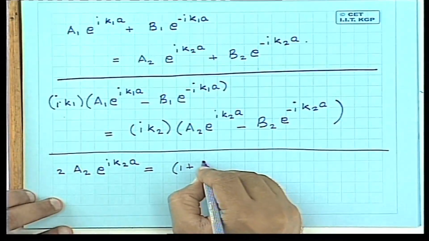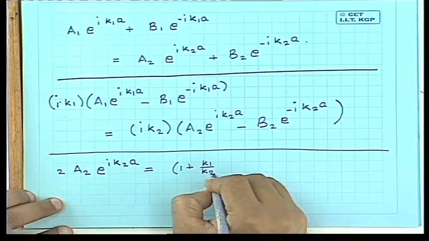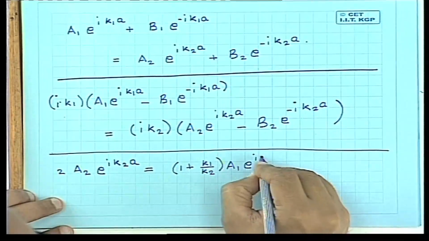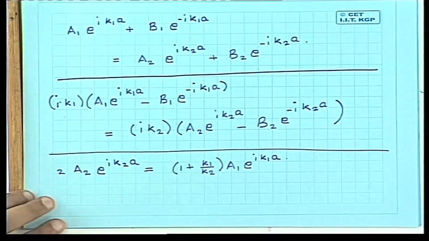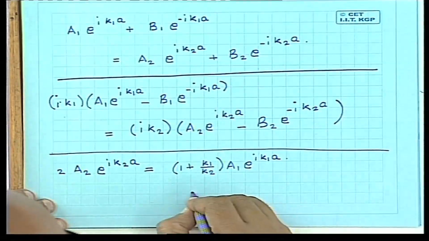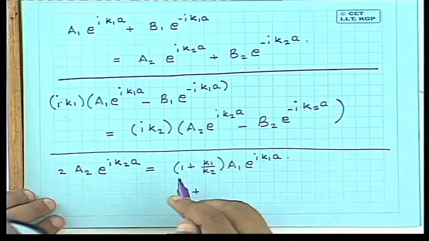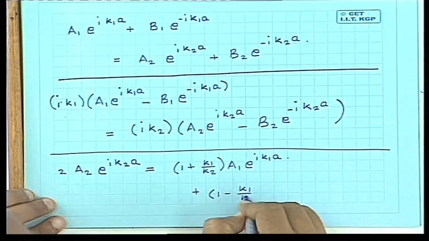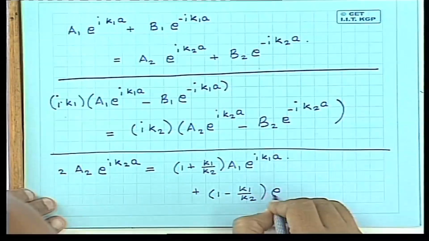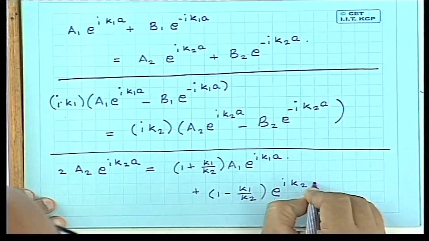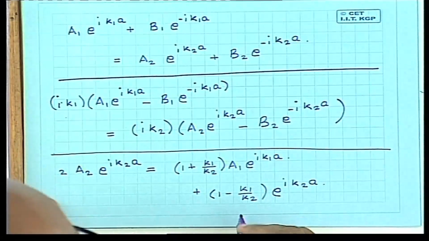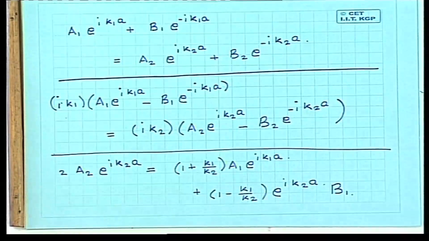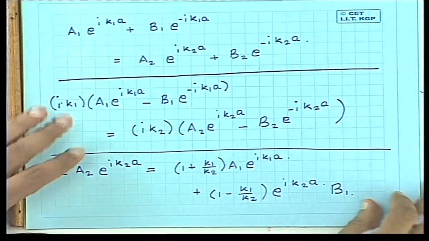1 plus k1 by k2 into A1 e to the power i k1 a, plus I get 1 minus k1 by k2, e to the power i k2 a, into B1. So finally we have obtained A2 in terms of A1 and B1.